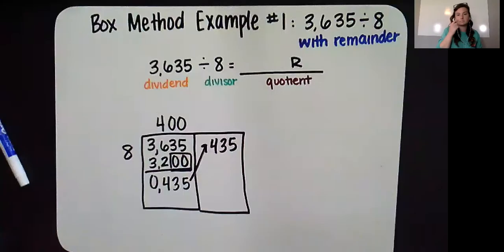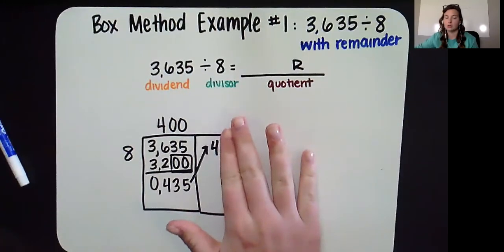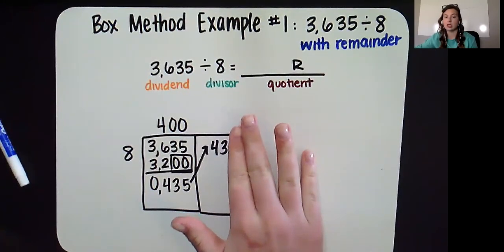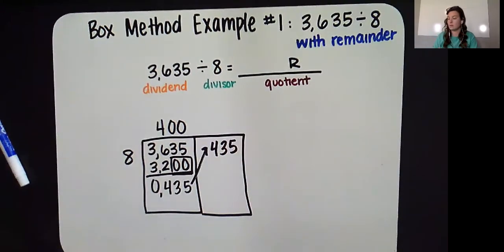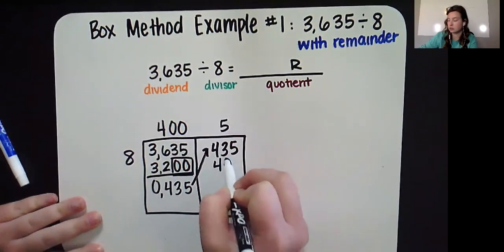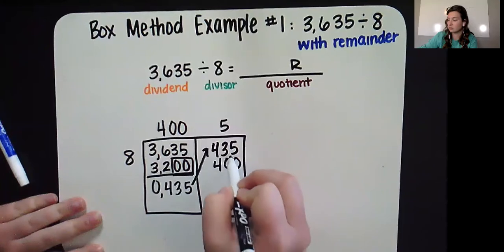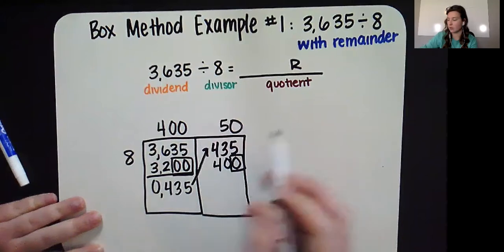Let's go back to our problem. I can't multiply 8 by anything to make 4. What about 43? What is the closest multiple of 8 that would get me to 43? Well, 8 times 5 would give me 40. And then I need one more 0 here. I'm going to put one more 0 up top. So 8 times 50 would give me 400.